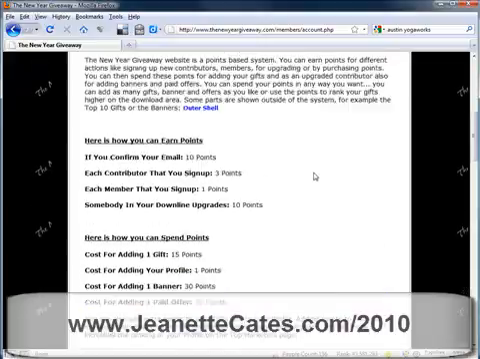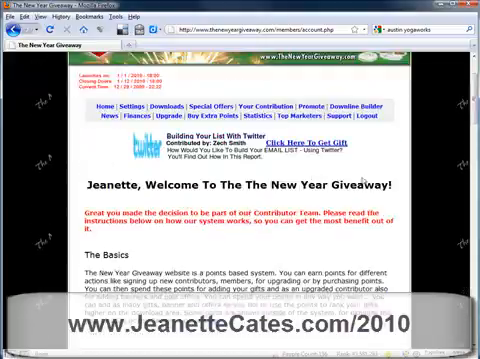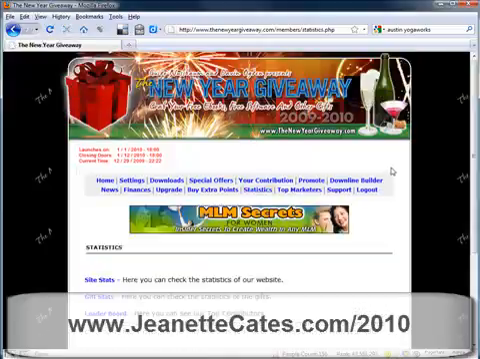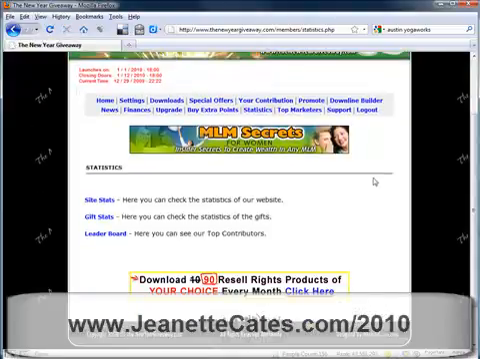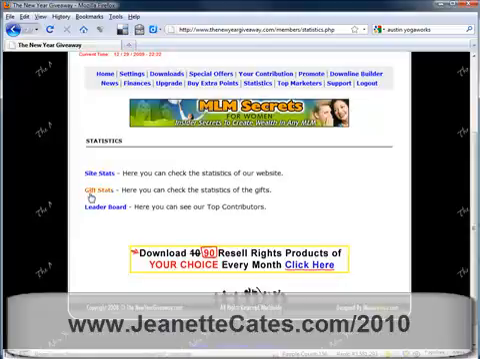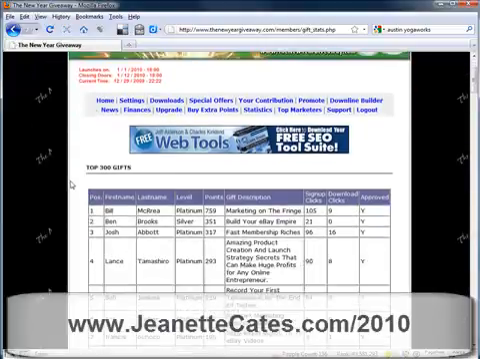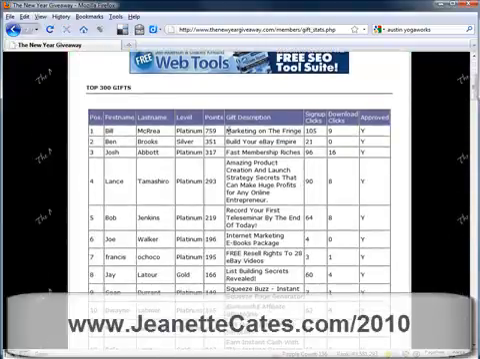Now, where does that become important? When we come over here and we look at the statistics. Here are some statistics that are really interesting to you because this is going to give you an idea of the types of points you need to have in order to be successful. Here are gift stats. Notice that people have different gifts up here, but look how many points they have contributed toward their gifts.